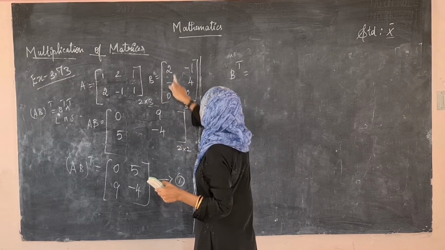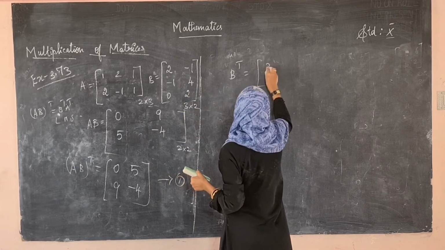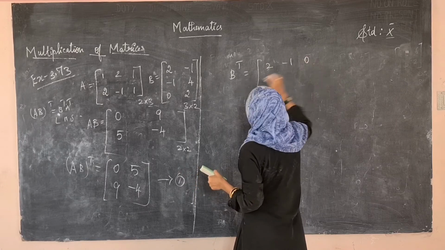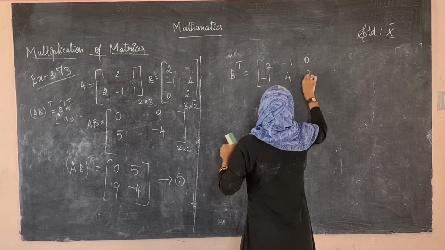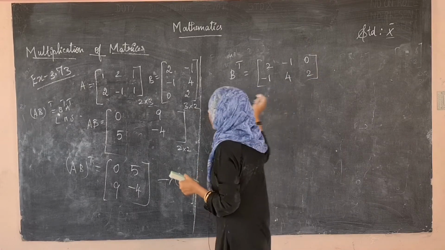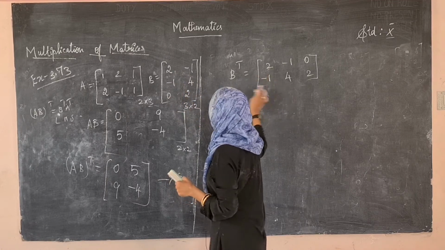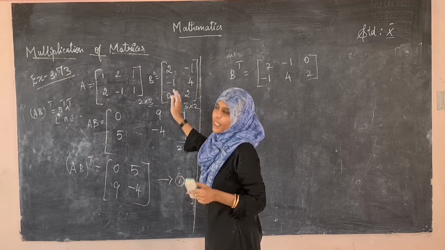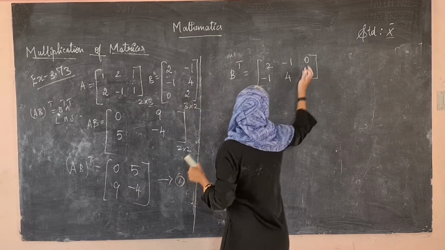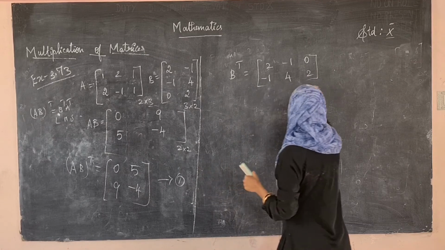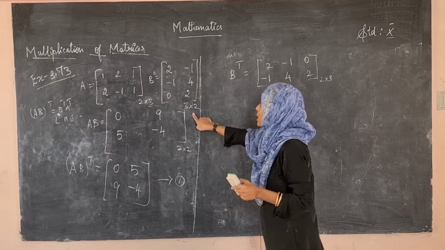So what happens? This first column becomes the first row, right? So 2, minus 1, and 0, and the second column becomes the second row: minus 1, 4, 2. It can be said either this way, or the first row is made the first column, 2, minus 1, the second row is made the second column, minus 1, 4, and the third row is made the third column, 0, 2. See what's the order of this? 2 cross 3. Right? Transpose is 2 cross 3.